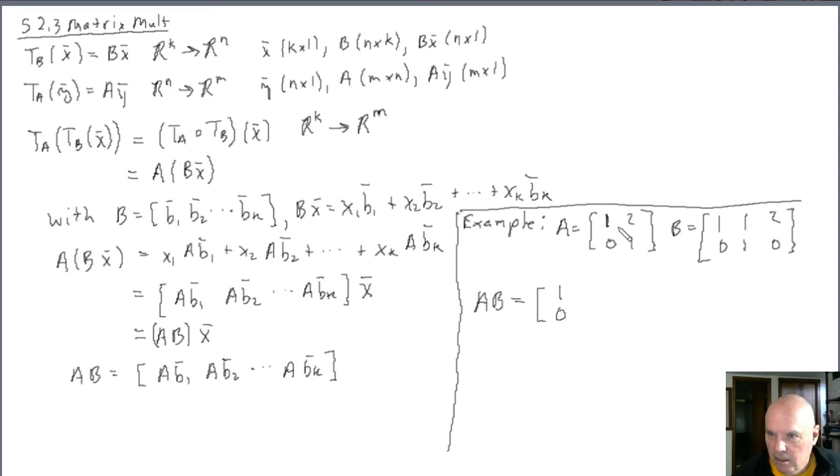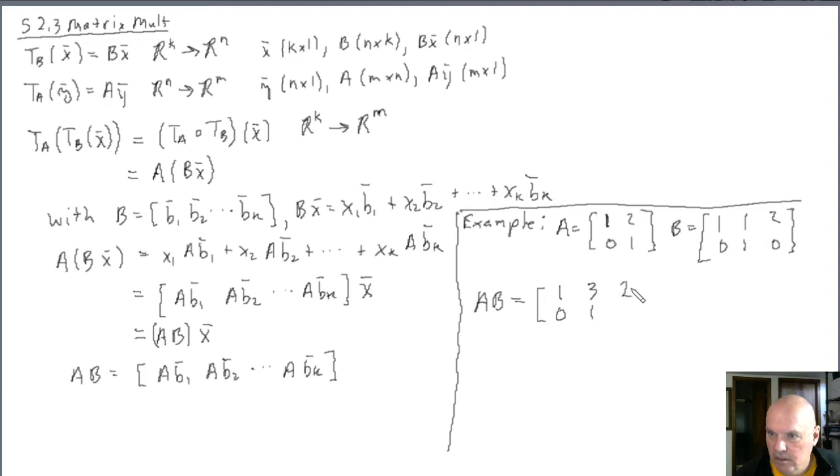Similarly, I get the second column. It's the dot product of 1, 2 and 1, 1, so it's going to be 1 times 1 plus 2 times 1, or 3. And then 0, 1 times 1, 1 would be 1. So this is the second column. And then finally for the third column, it's 1, 2 times 2, 0.